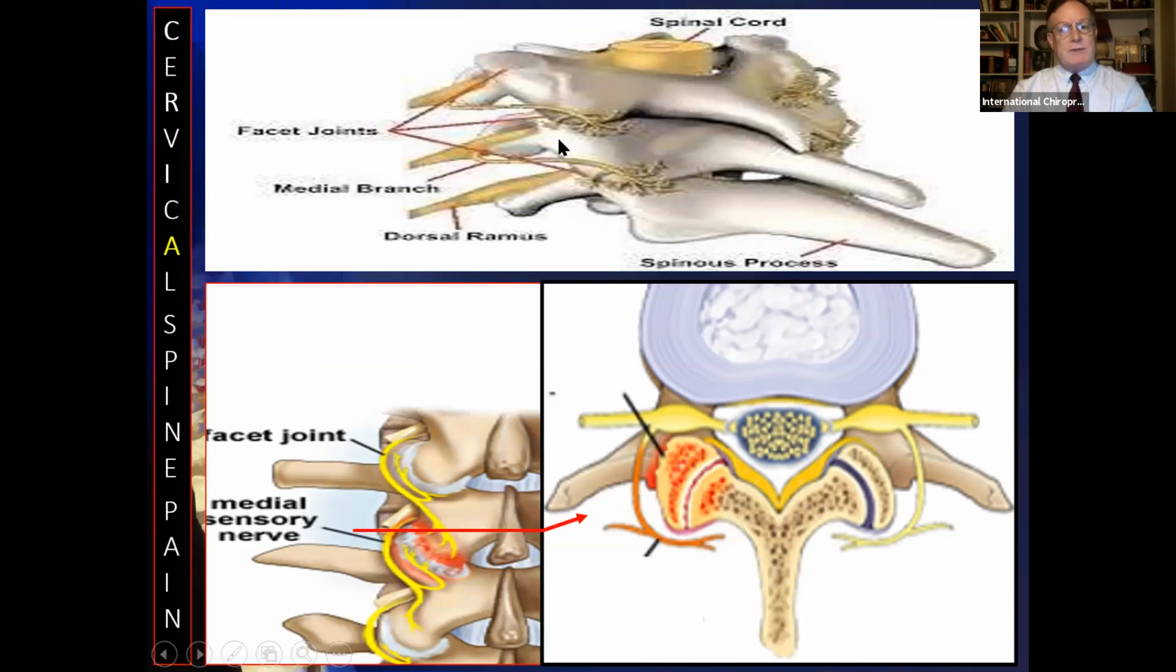Here, if this is C6, the C6 nerve root is exiting right here between C5 and 6. And its dorsal root ganglion provides a medial bundle branch, which innervates the facet. And it's the favorite target for people who want to kill it: radiofrequency ablation and injecting steroids and other sorts of destructive behavior.